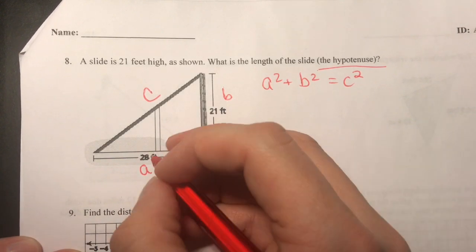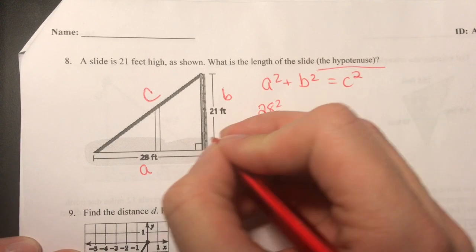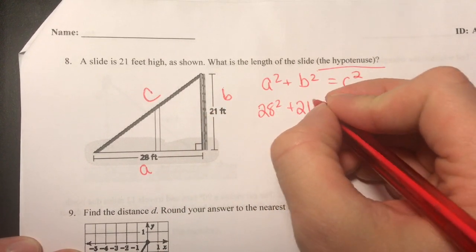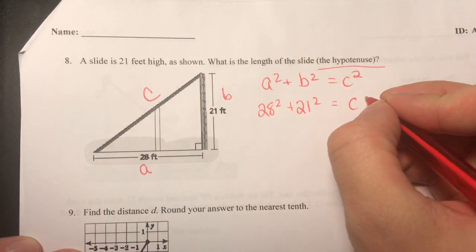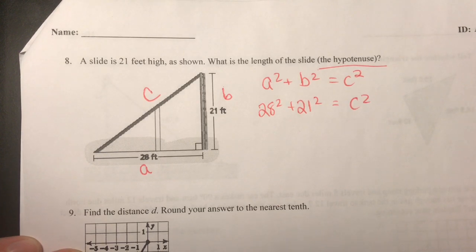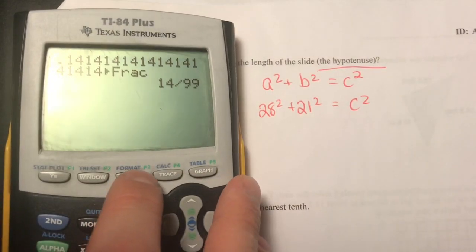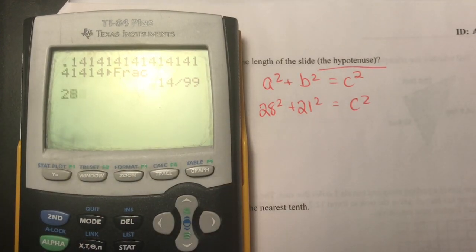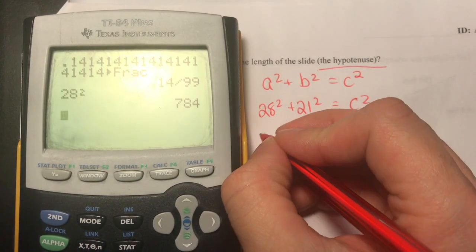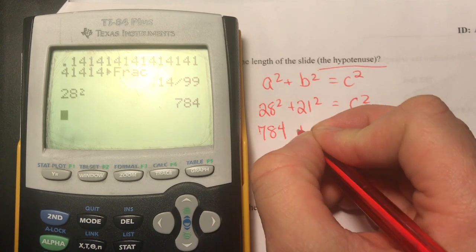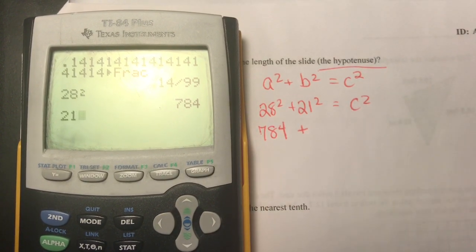28 squared, if I'm calling that A. 21 squared, C squared. 28 squared. Let me see here. Let's put it there so you can see. 28 squared is 784. 21 squared is 441.